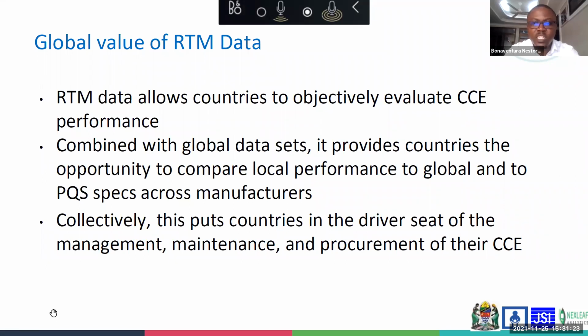This is the global value of RTMD installation, and as you can see, the RTM data allows countries to objectively [monitor]. RTCC, as I said earlier, and the combined data set, which are provided by these devices, provide countries the opportunity to compare.